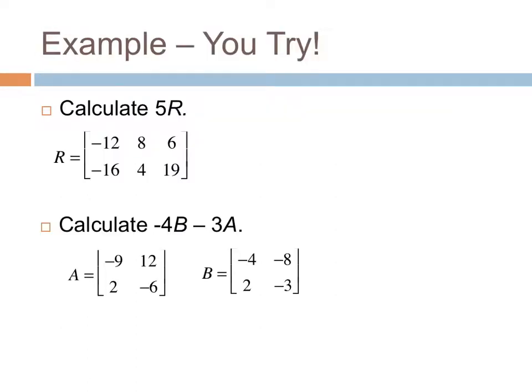Okay, here are the last 2 that I would like you to try, please. The first matrix is R. I would like you to calculate 5R. And then for the second example, calculate negative 4B, subtract 3A. So pause the video right now. It should take you 2 or 3 minutes. Come back when you're finished. Remember, no calculator, please.